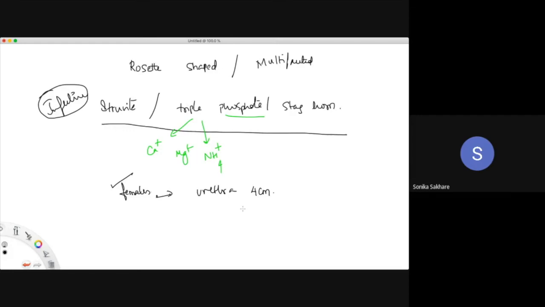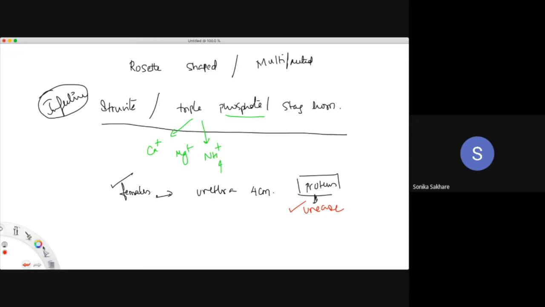More commonly they'll have infections. Now, if there is an infective nidus, the result is formation of struvite stone. Now, infection is with an organism called Proteus. This Proteus will produce an enzyme. What is the name of the enzyme? It is urease. So Proteus is the organism which is going to produce an enzyme called urease.